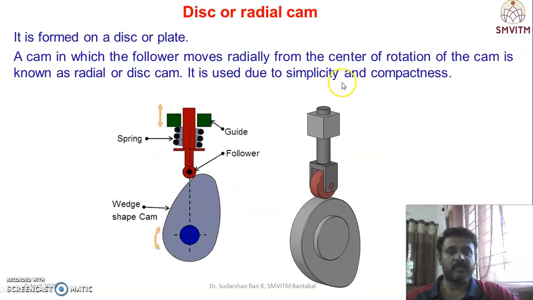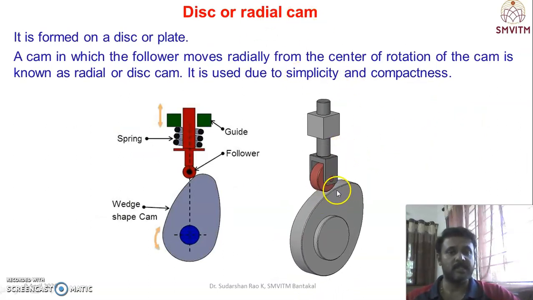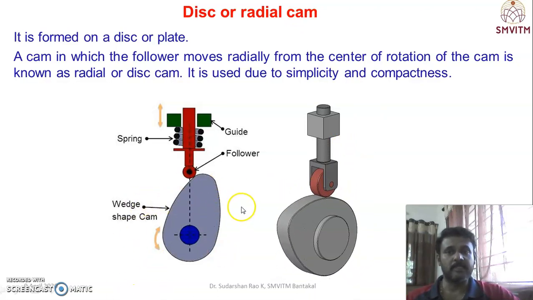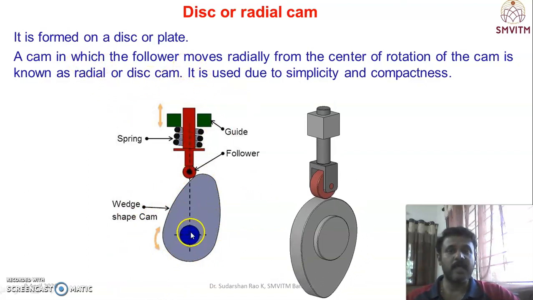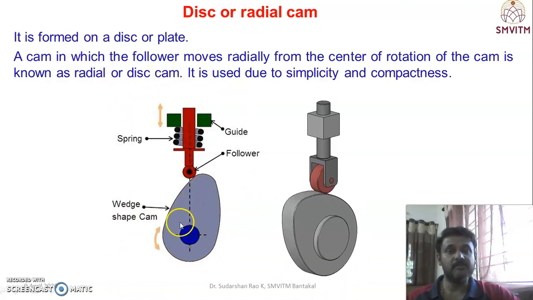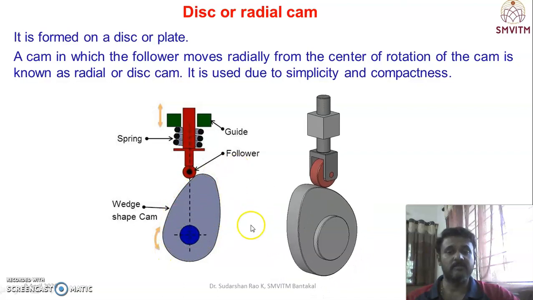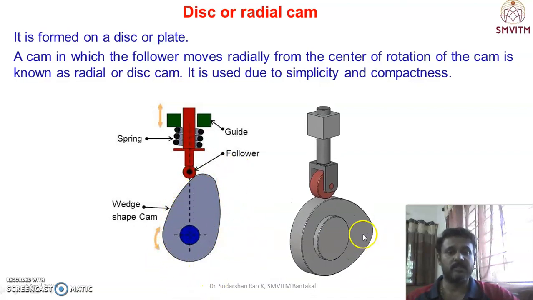Then the second type of CAM is the disc or radial CAM. It is commonly used because of its simplicity and compactness. It is formed on a disc or plate. A CAM in which the follower moves radially from the center of rotation of the CAM is known as a radial or disc CAM. This is the center of the CAM, which rotates with respect to this.